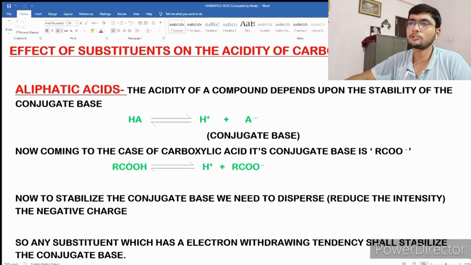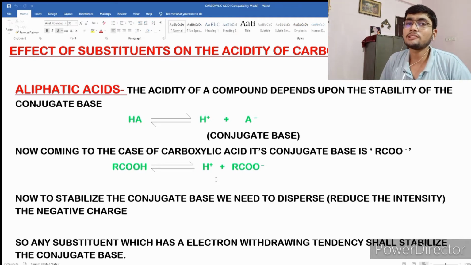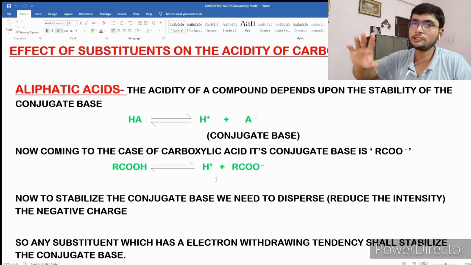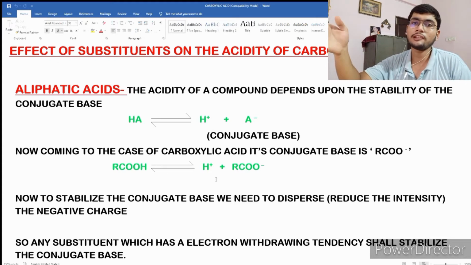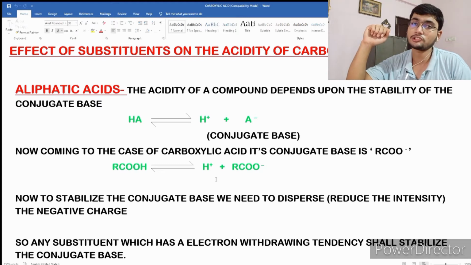This is the carboxylic acid and it will get dissociated as H plus and RCOO minus. So the RCOO minus is known as the conjugate base of the carboxylic acid. Okay. Now the question is, how can we stabilize the RCOO minus? You see, the conjugate base has a negative charge on it, right? So if we can disperse the negative charge, or if we can reduce the intensity of that negative charge, we can stabilize the conjugate base. And if we can stabilize the conjugate base, that means we can increase the acidity of the carboxylic acid.